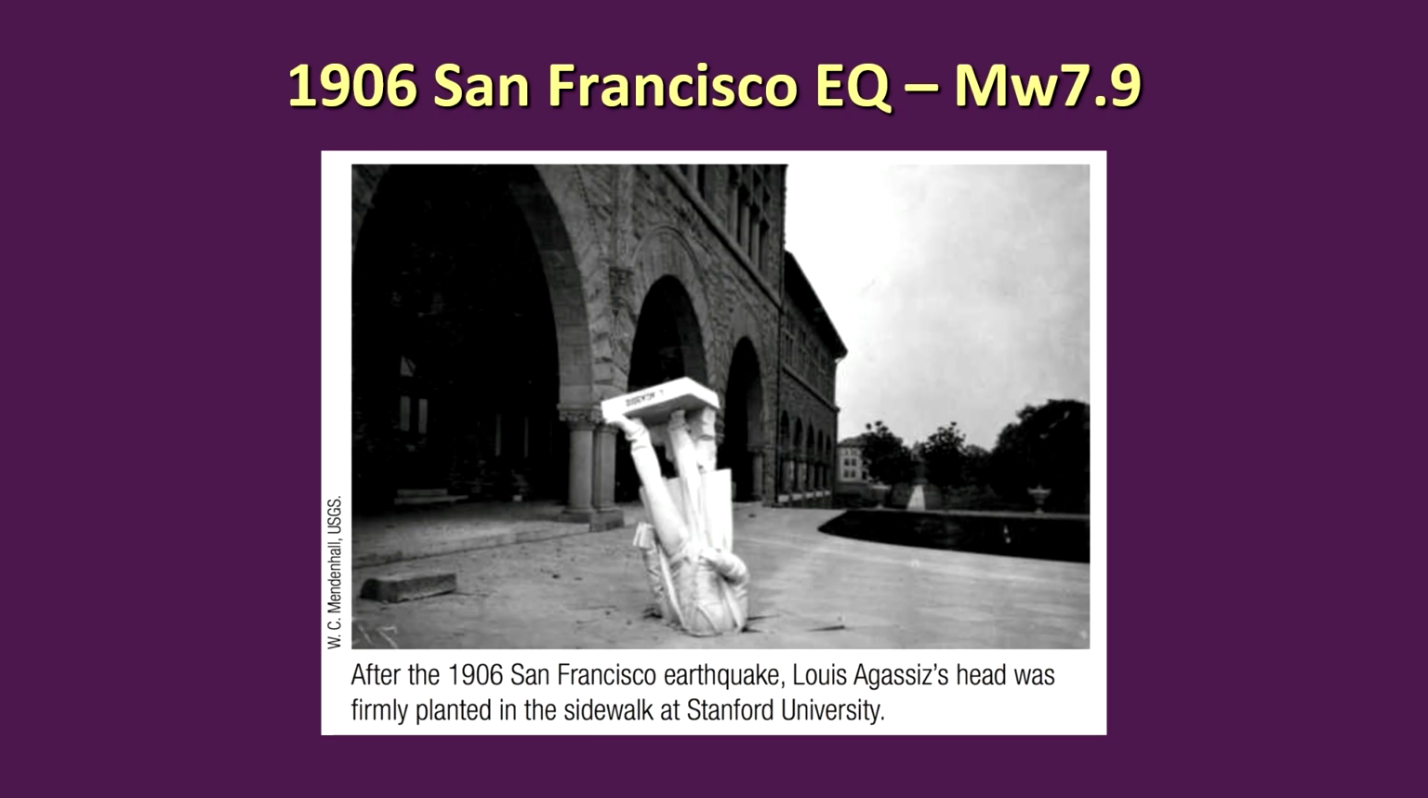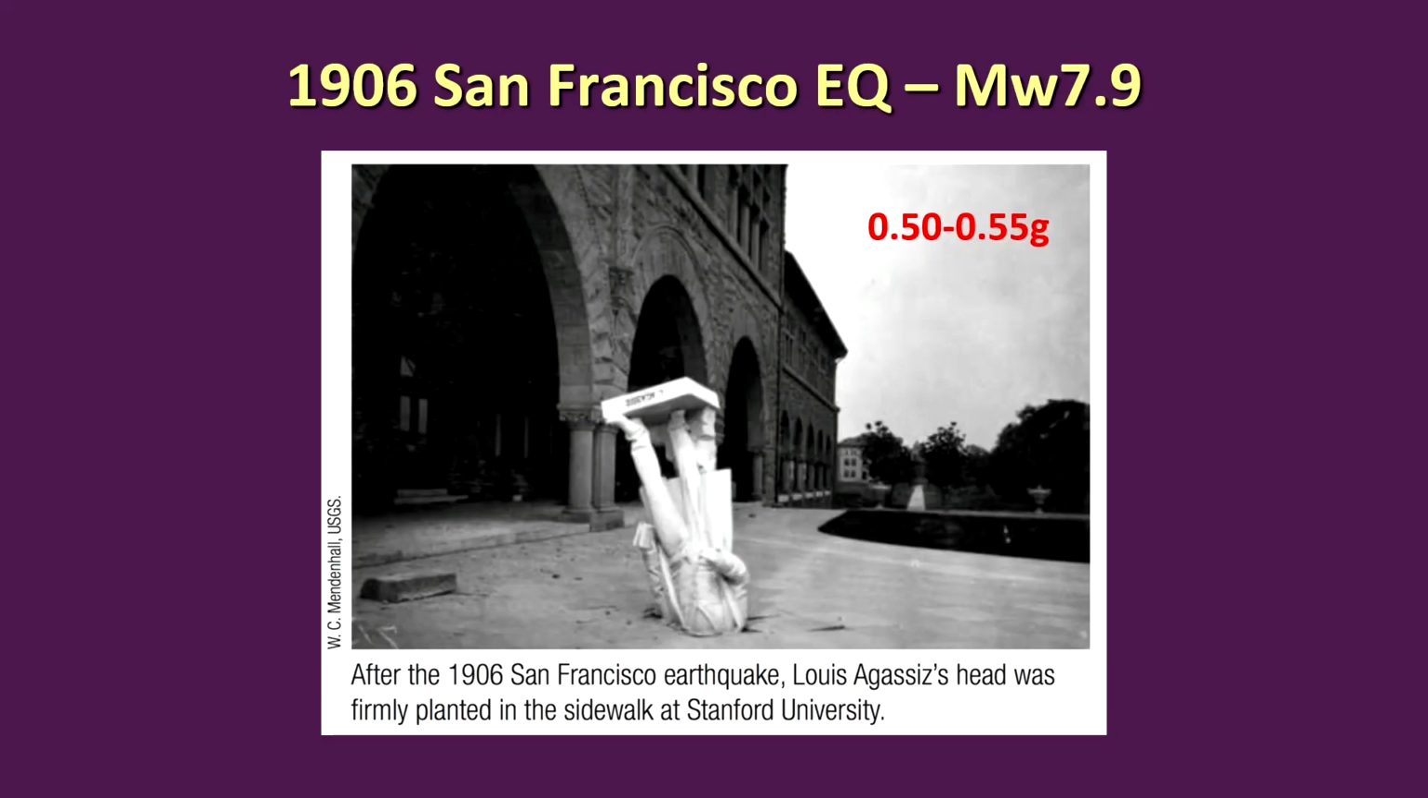Now there is the 7.9 magnitude earthquake of 1906. San Francisco had a ground acceleration that was not much, it did not even reach 1. It was just half, 0.5 to 0.55 g, but it resulted in massive damage in the region.